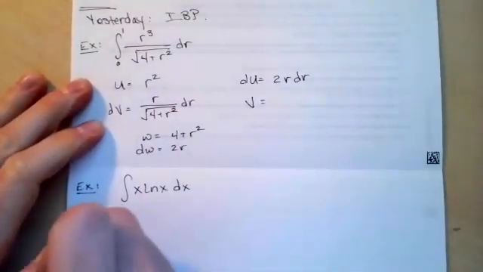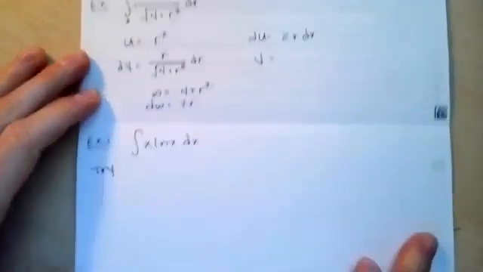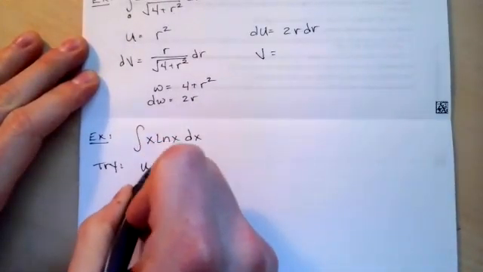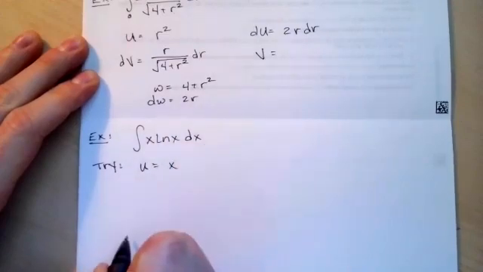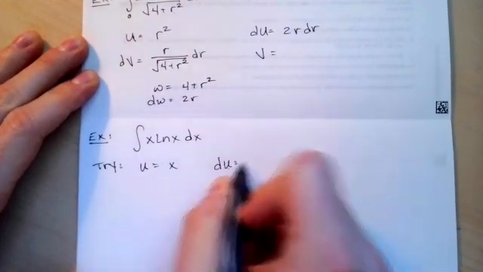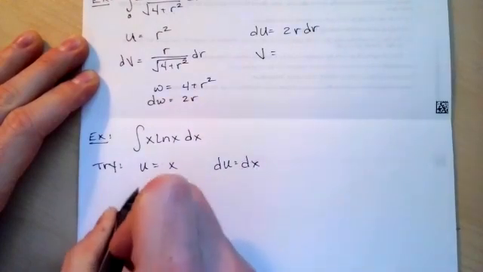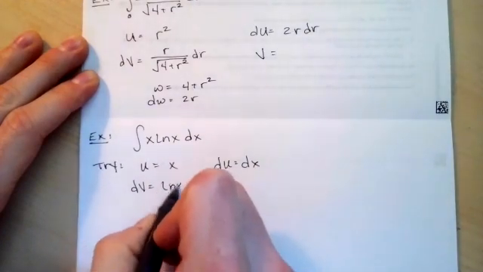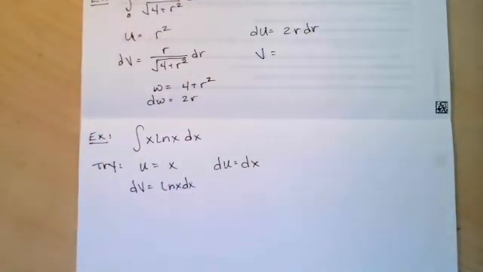The problem is, what's going to happen if we take our u equal to x? Well, it's nice enough because then our du is dx. But what about our dv? Then our dv itself is natural log of x, which, as we saw yesterday, needed an integration by parts technique to integrate.